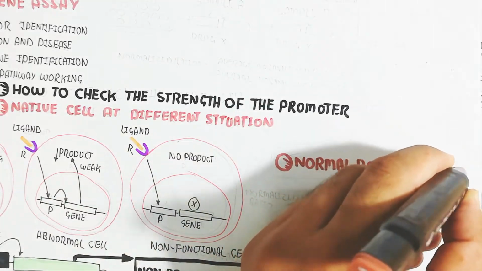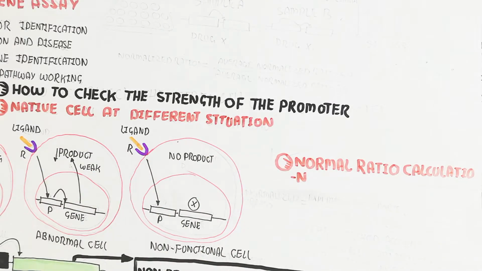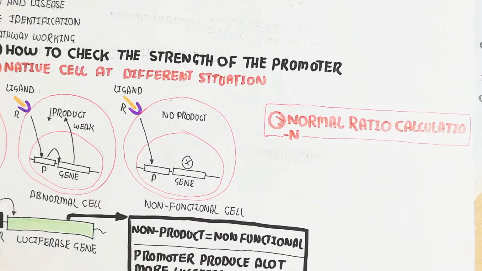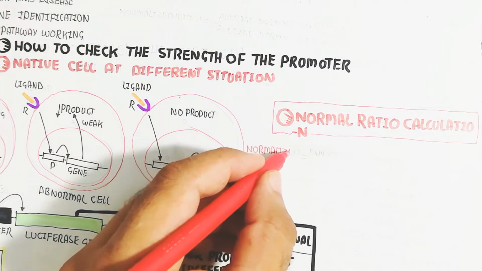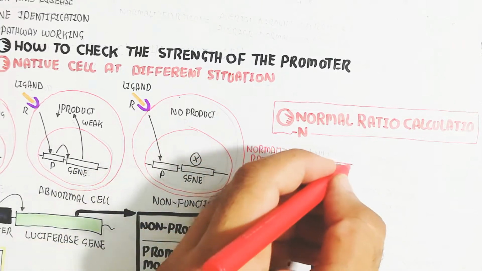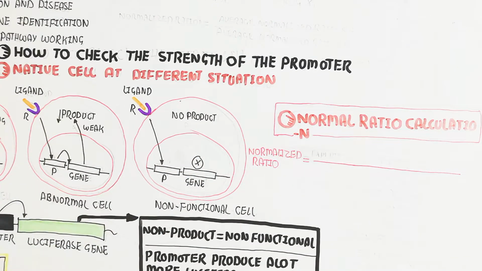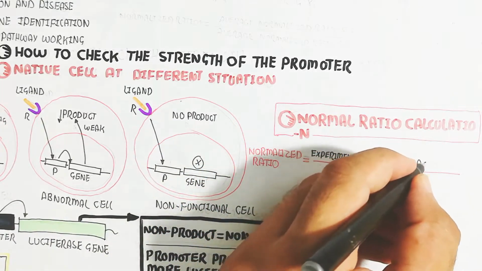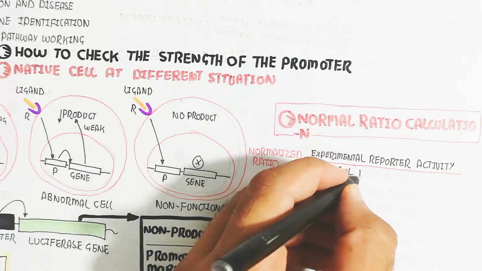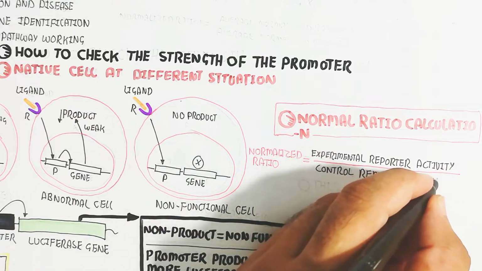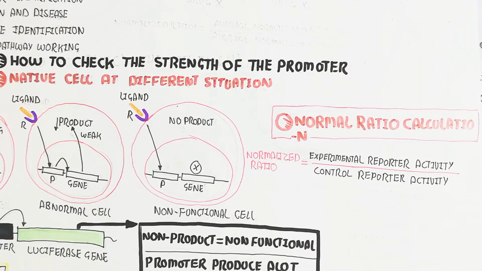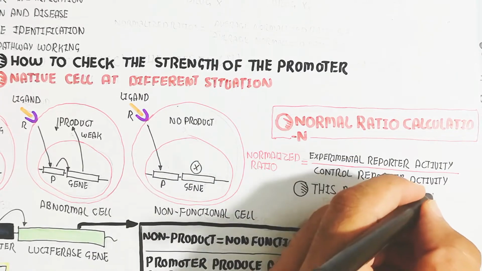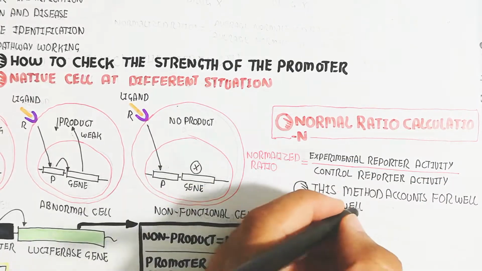So let's begin to understand the normalized ratio calculation. The normalized ratio is equal to the experimental reporter activity divided by the control reporter activity. This method accounts for well-to-well variability caused by differences in... So here the experimental reporter activity divided by control reporter activity is equal to the normalized ratio. How to calculate the normalized ratio? By this equation.